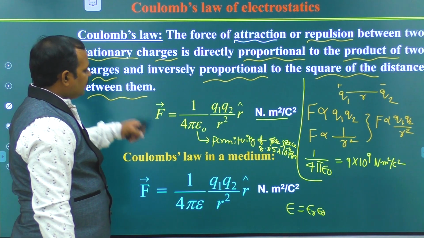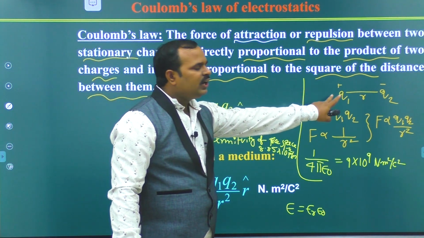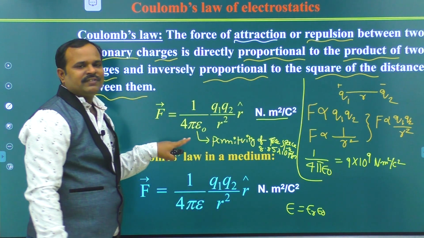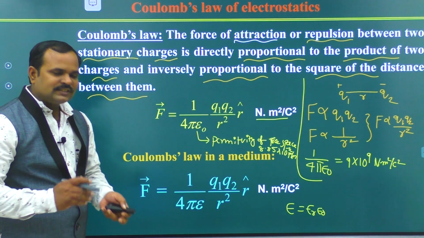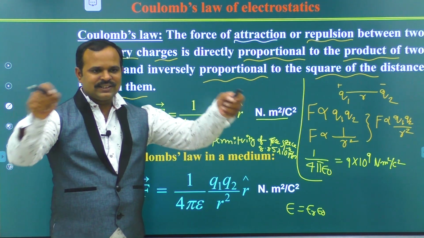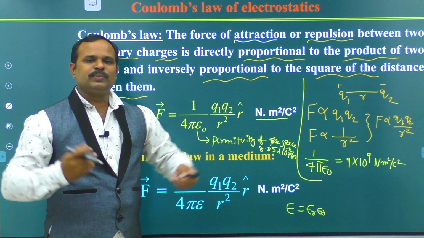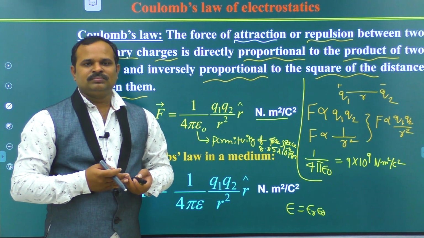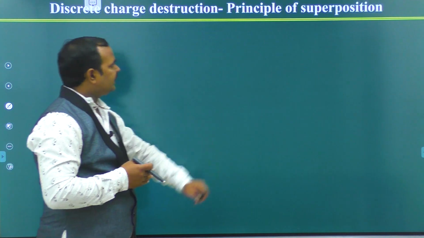Now here there are only two charges. When there are two charges, this is the force of attraction or repulsion. For example, if I have more than two charges, discretely distributed in some space, then how do we write the force of attraction or repulsion? Like this way.